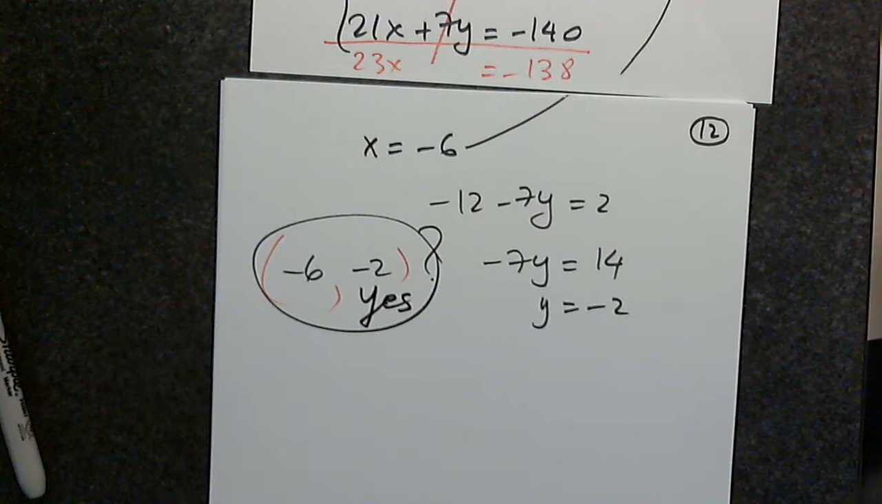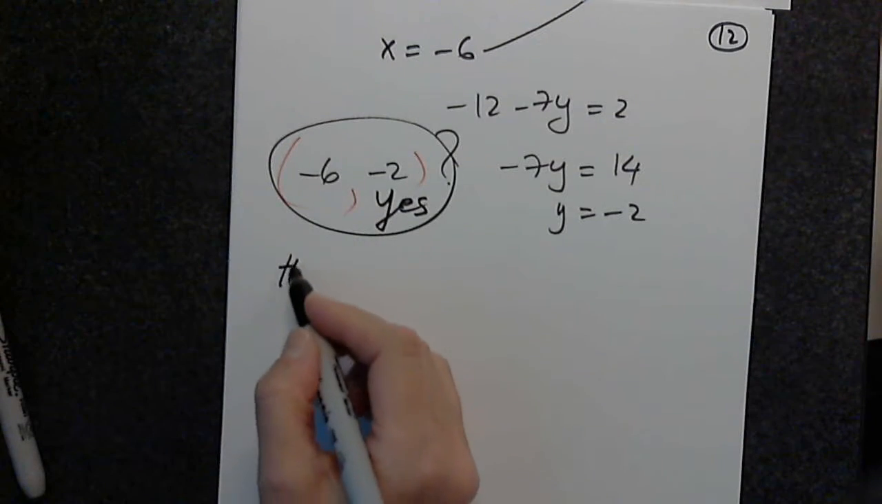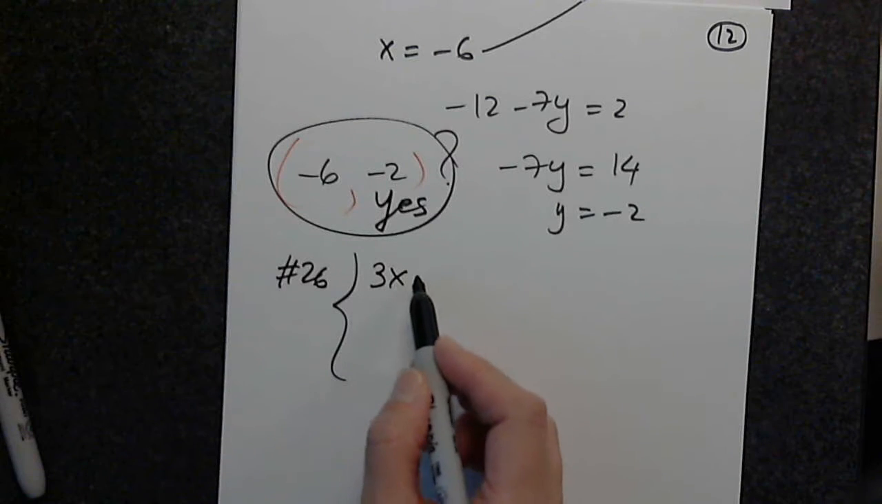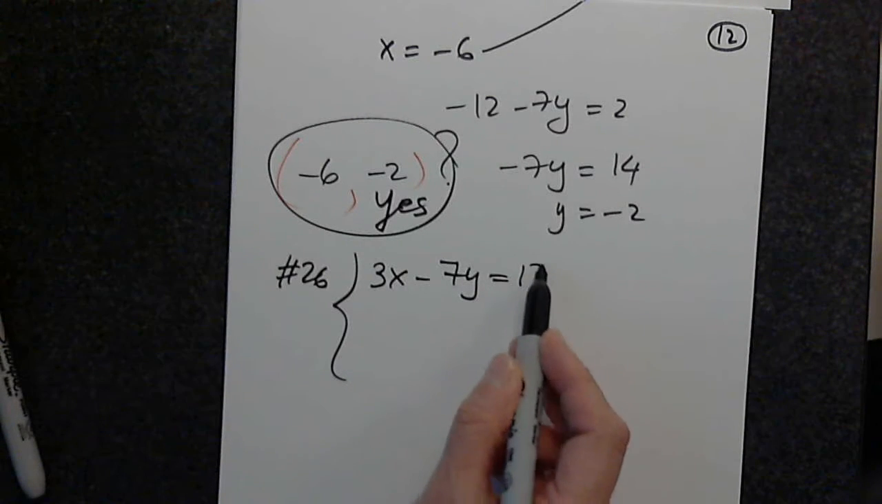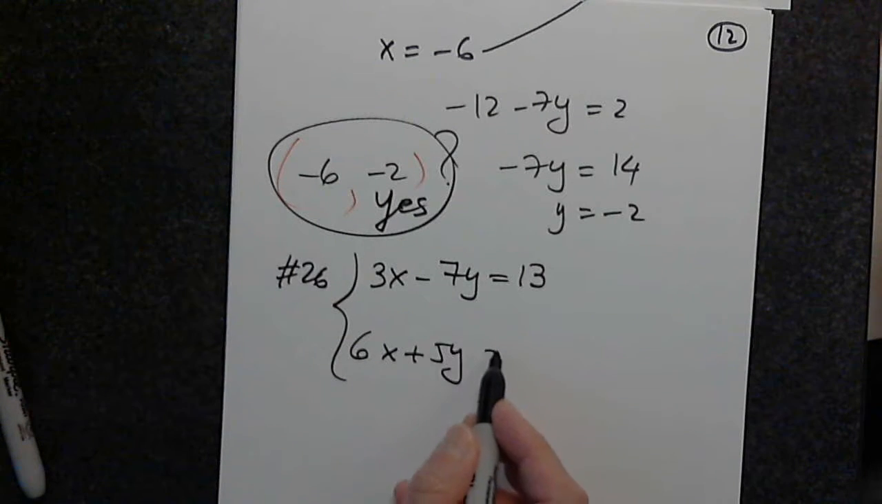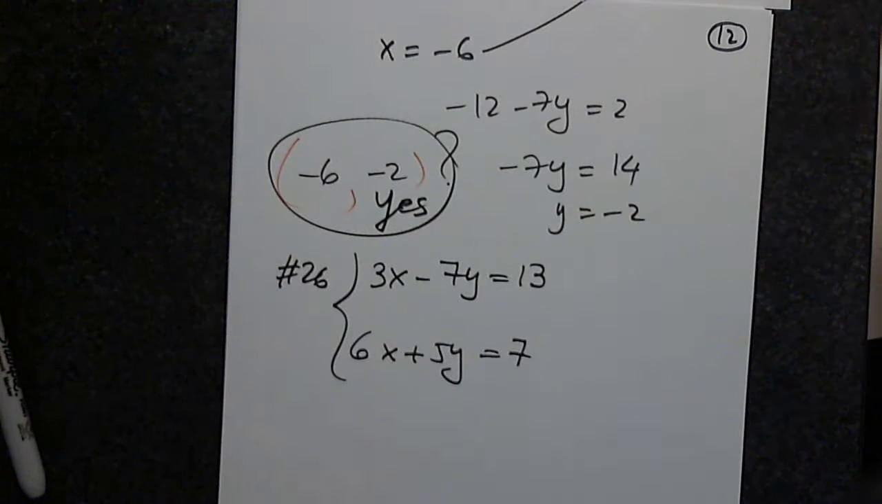Of course, the next level will be more difficult. What is the next level? In which we have no choice, but we have to multiply both equations by different numbers. So let's take a look. 26. And then we'll look at a word problem. 3x minus 7y equals 13, and 6x plus 5y equals 7.